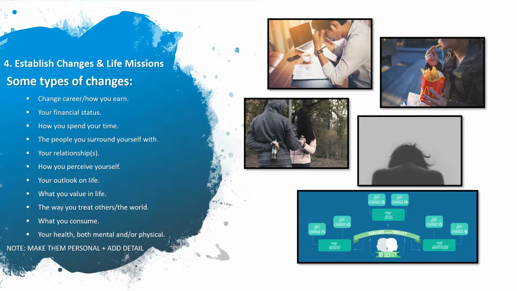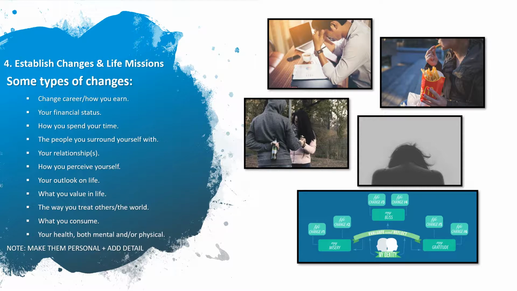Your relationships, how you perceive yourself, is that a significant change that you need to make? Your outlook on life, what you value in life, the way you treat others and the world around you, the way you consume. Remember, we talked about consciously consuming and conscientiously consuming in order for your physical and mental well-being. Maybe you need to change some options and decisions that you're making. Your health, both your mental and physical, are there changes that you need to implement in order to take care of yourself better? Remember to make them incredibly personal and don't forget to add detail.